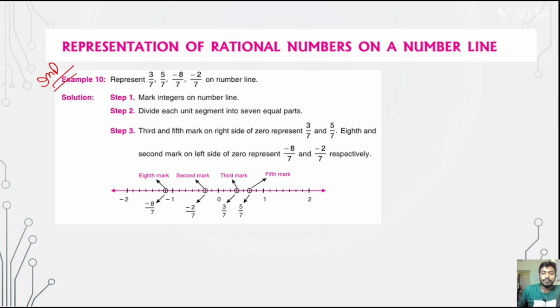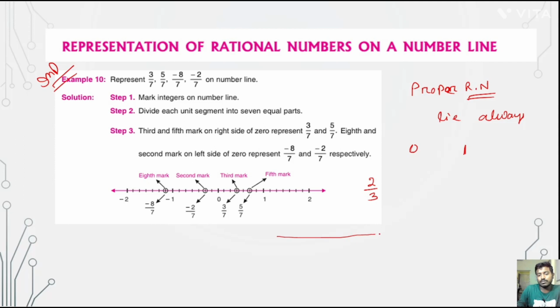So how to solve? The simplify method. Always remember, any proper rational number always lies between 0 and 1. This is positive, 0 to 1, and negative, 0 to minus 1. Now suppose 2 by 3. Represent this rational number on a number line.